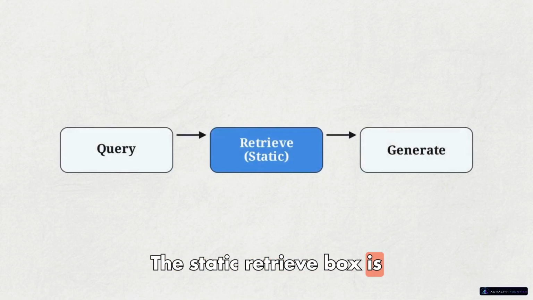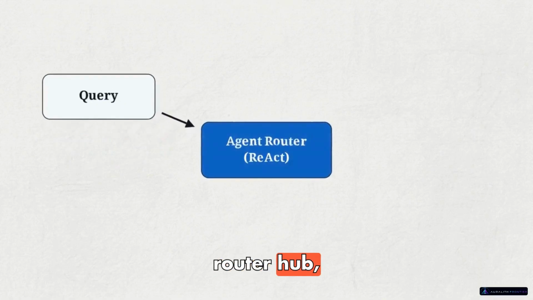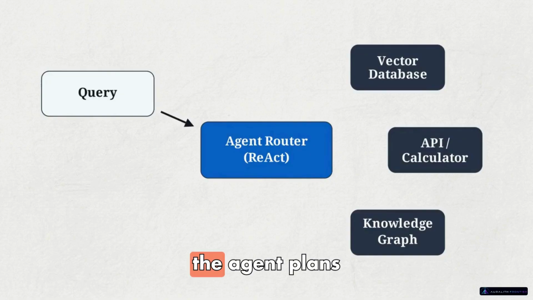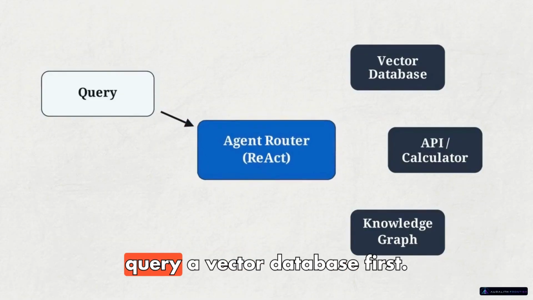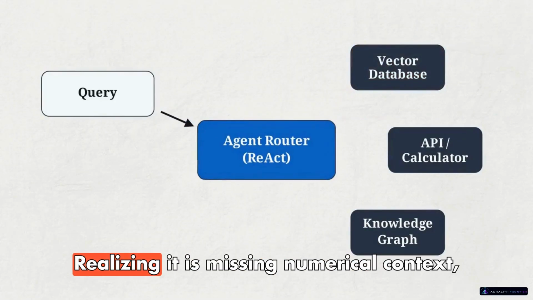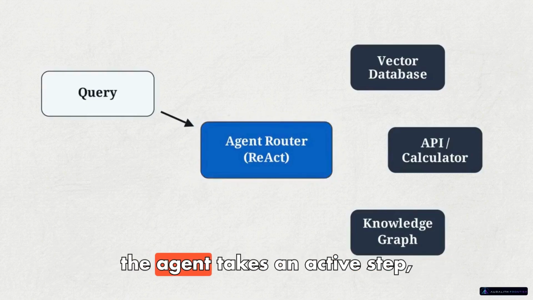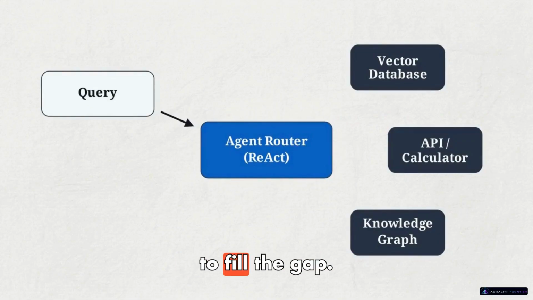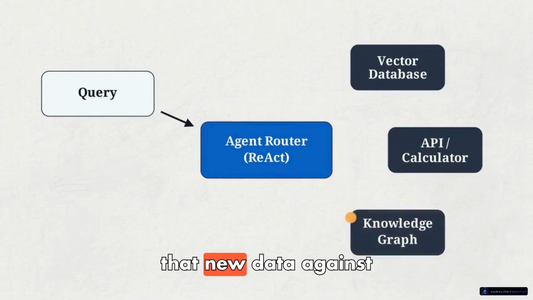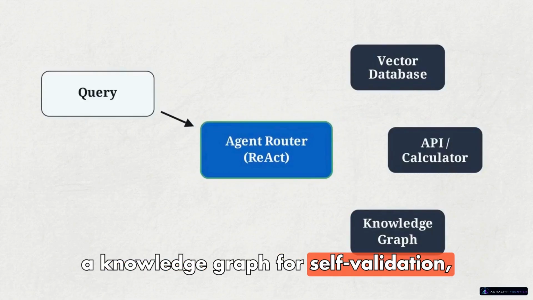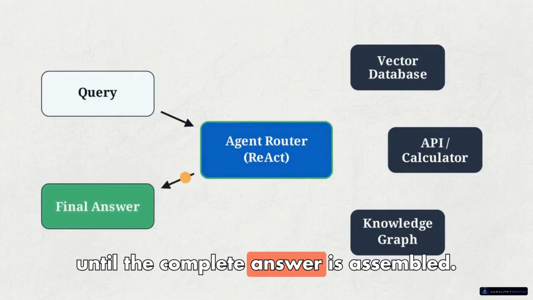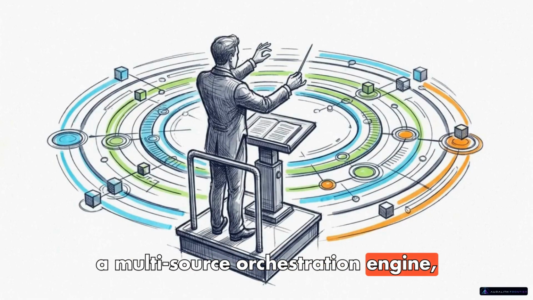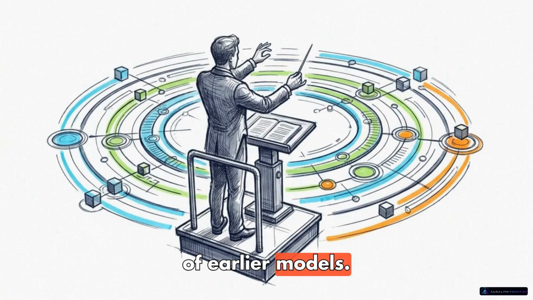The static retrieve box is replaced by a central agent router hub, connected to a network of specialized tools. For a multi-step query, the agent plans a route and decides to query a vector database first. Realizing it is missing numerical context, the agent takes an active step, reaching out to a live API or a calculator tool to fill the gap. It then cross-references that new data against a knowledge graph for self-validation, iterating until the complete answer is assembled. Agentic RAG functions as a multi-source orchestration engine, replacing the blind fetching of earlier models.